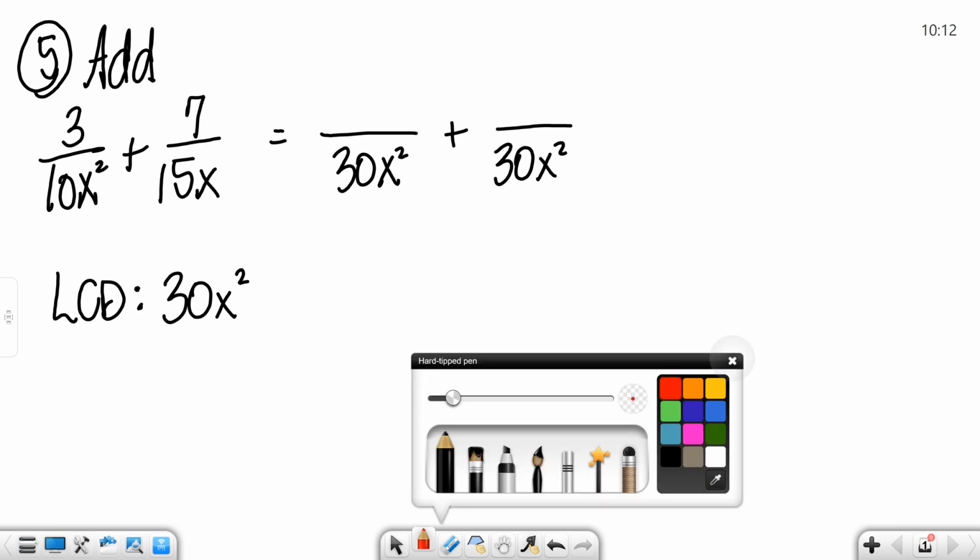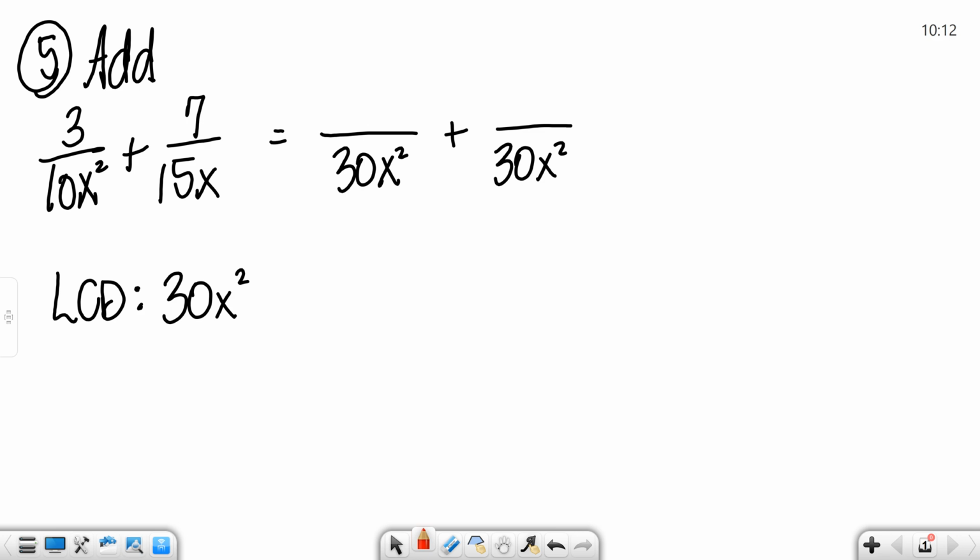Now here's what you need to be asking yourself. What do I multiply 10x squared by in order to get 30x squared? Well, I had to multiply it times 3, in order for that to be a 30x squared. Whatever you do to the denominator, you must do to its numerator. So times 3 would be a 9 goes there.